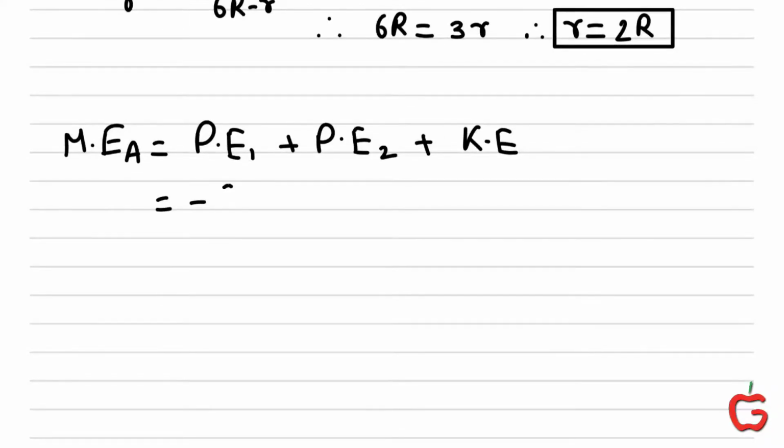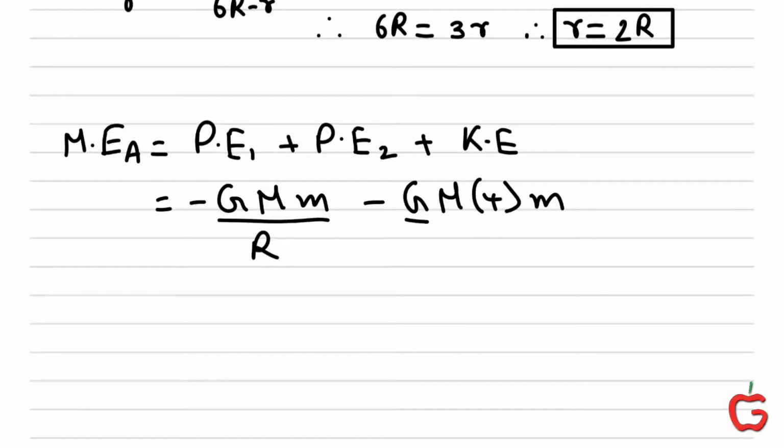So this is minus G m m. The distance is r. Minus G, second sphere. The mass of the second sphere is 4m, so I multiply 4 here. G m m by the distance is 5r, and kinetic energy is half m v square. This is mechanical energy at point A.